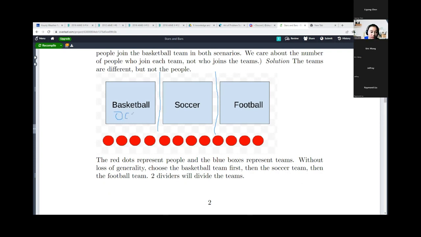So all the balls that get put behind this first divider join the basketball team. Like right now, there's 3 in the basketball team. The balls between the 2 dividers get put in the soccer team. And the rest of the balls, which should be behind the second divider, get put in the football team. Is it clear why we have 2 dividers for 3 teams?